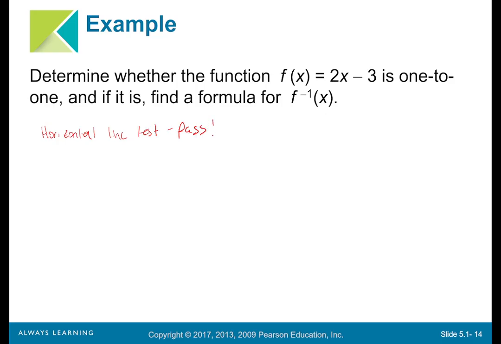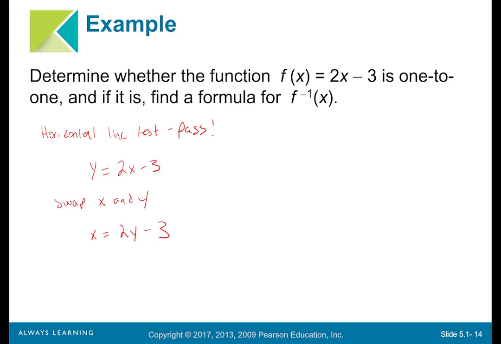Excellent. So now we want to replace f of x with y. So we're going to say y equals 2x minus 3. Then we're going to swap our x and y. And we're going to be looking at x equals 2y minus 3. So we literally just use them as placeholders. Don't try to solve anything in this step yet. Just switch your variables first.